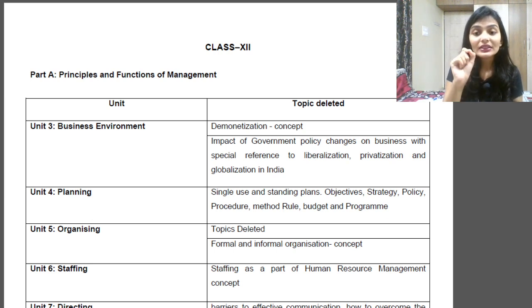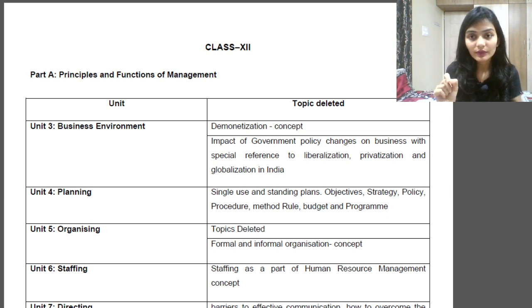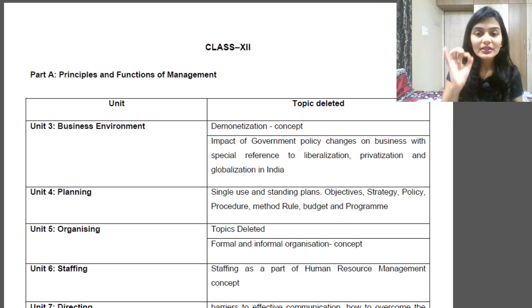And mark it, only these particular ones are gone out, not everything. You strictly need to see what all segments have gone out. Just mark them directly in your textbooks or whatever PDF you have. Only these ones are deleted, nothing apart from that. So please don't get confused on that.